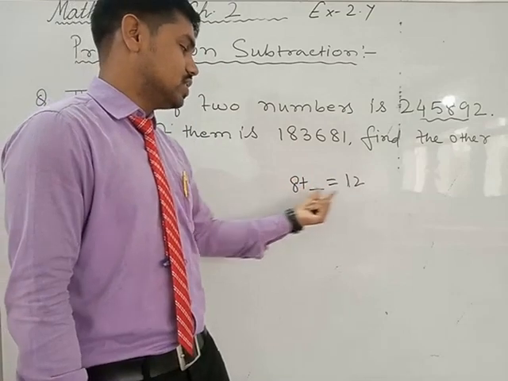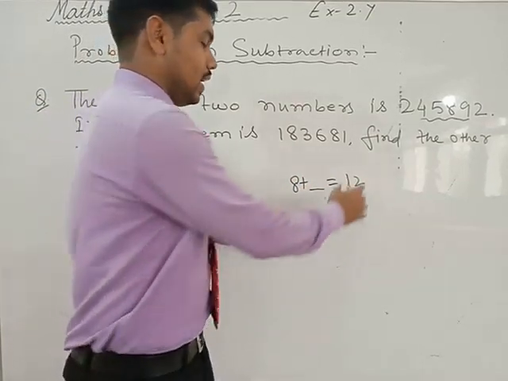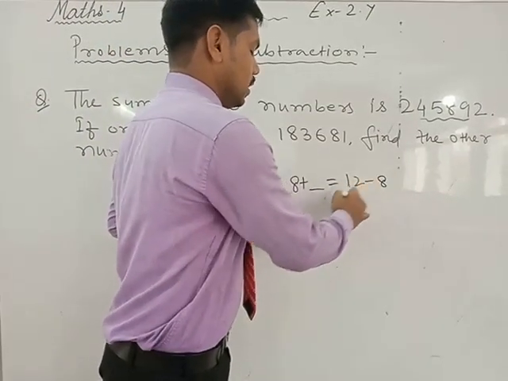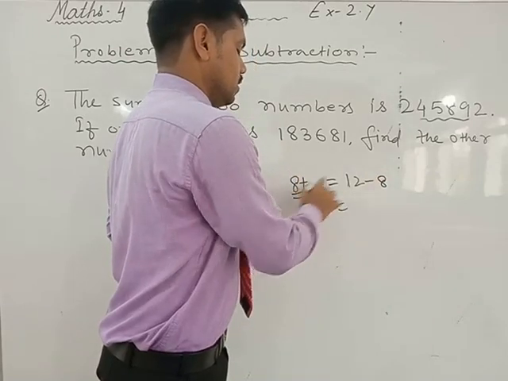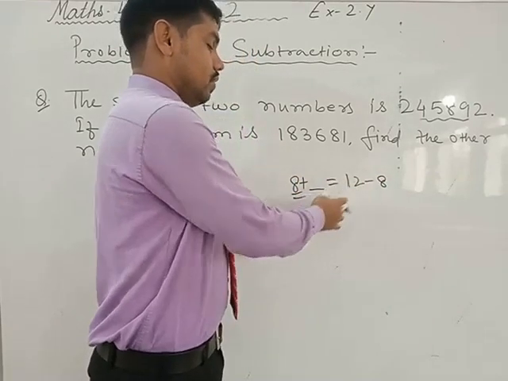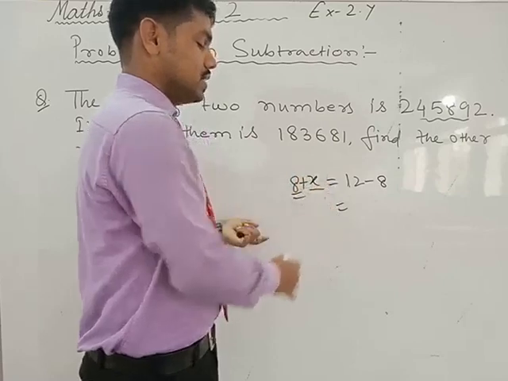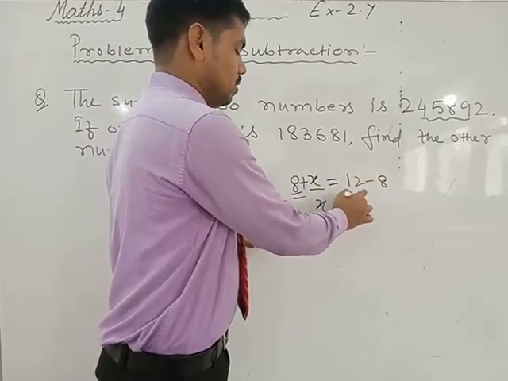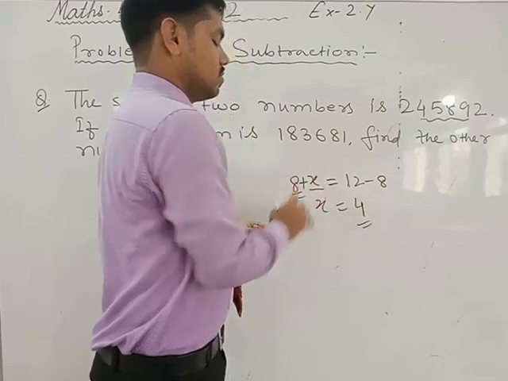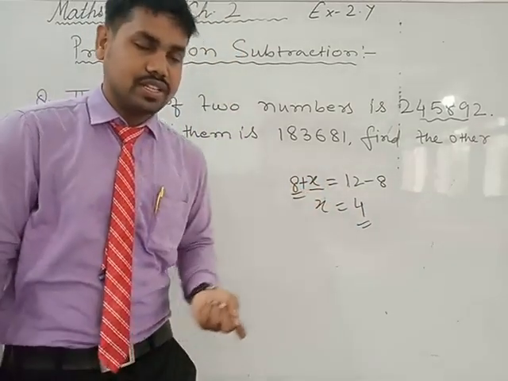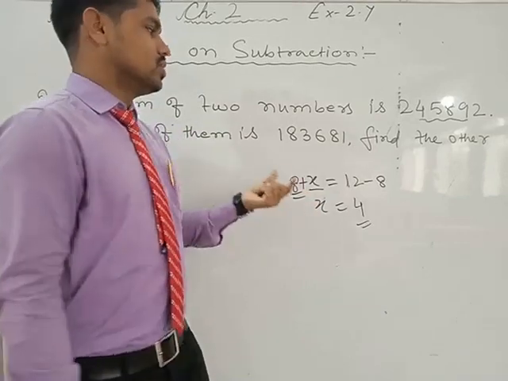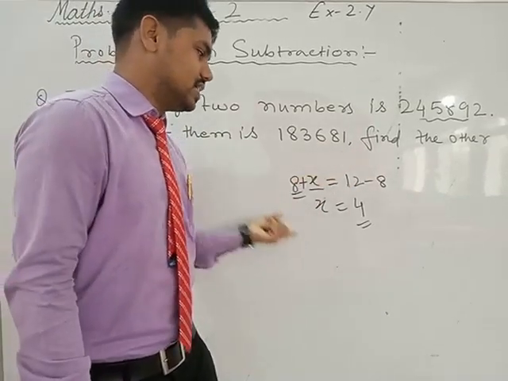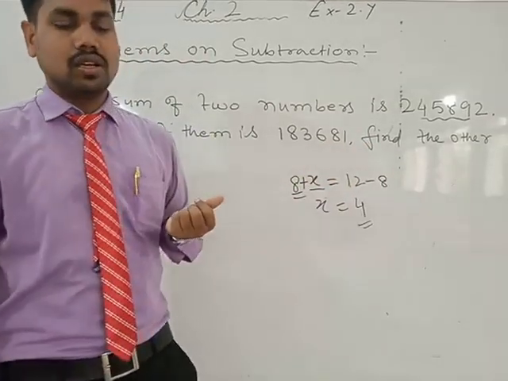What you do is you just take this to this side and subtract. If you take this to this side, it will be subtracted. Let's consider this number is x. So x is equal to 12 minus 8. 12 minus 8 is how much? 4. So this x will be 4. That means 8 plus 4 is equal to 12. So with this concept, we will solve this question.